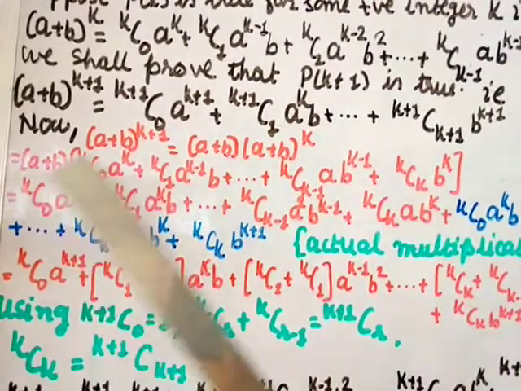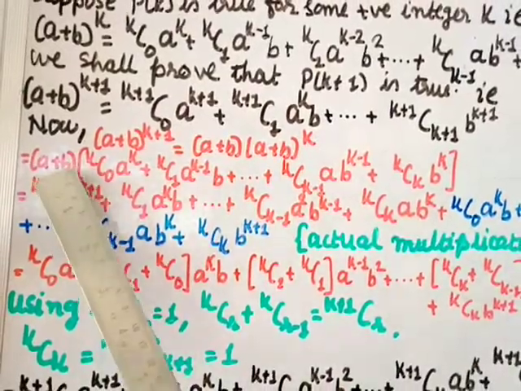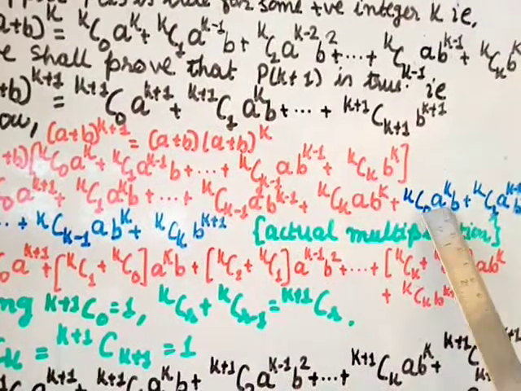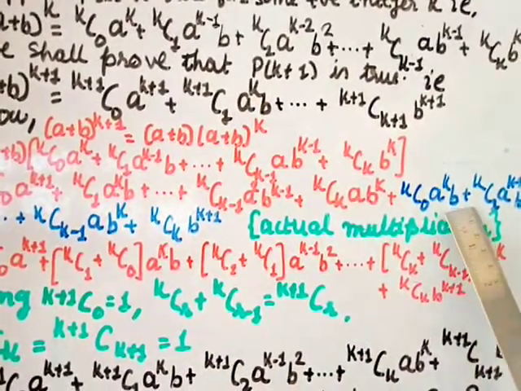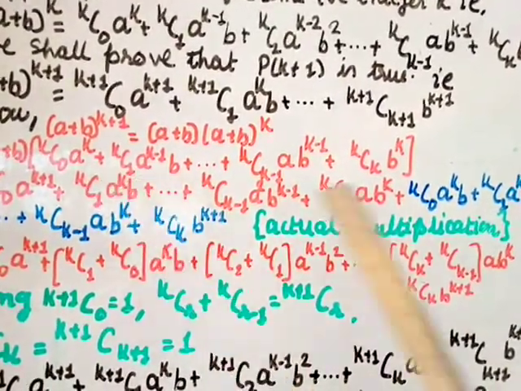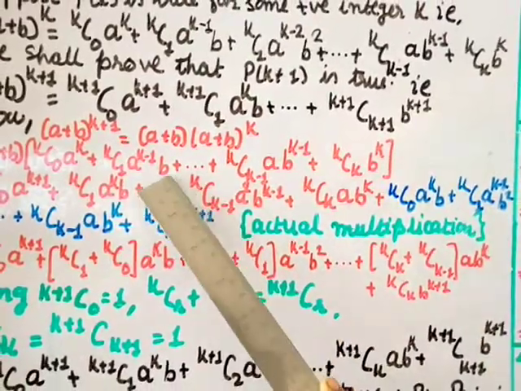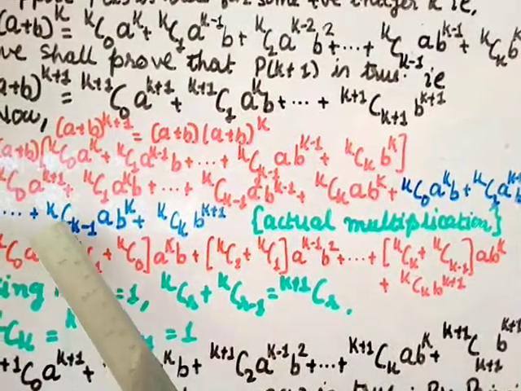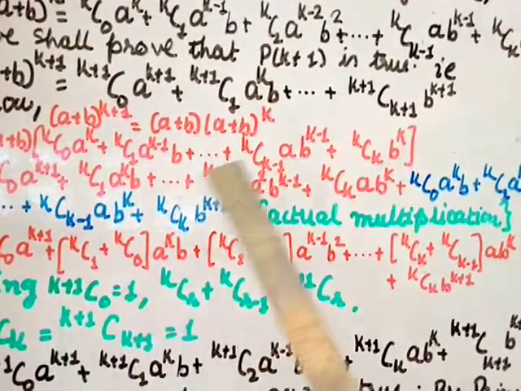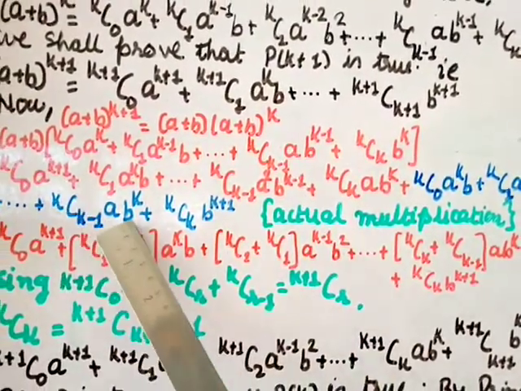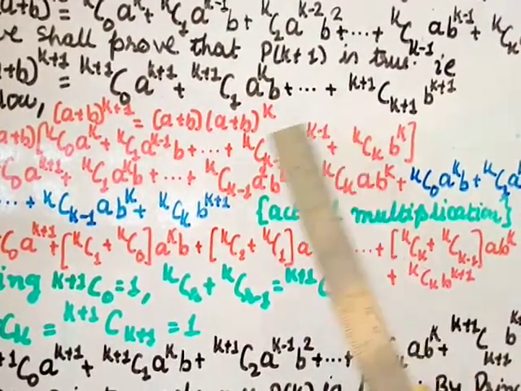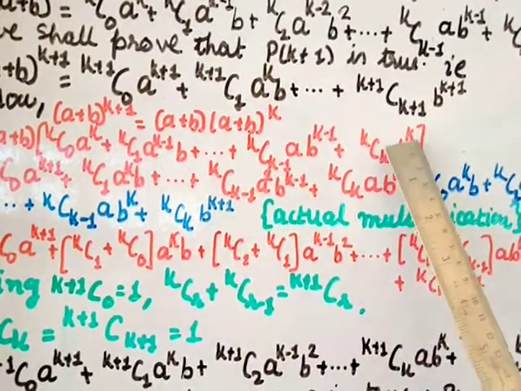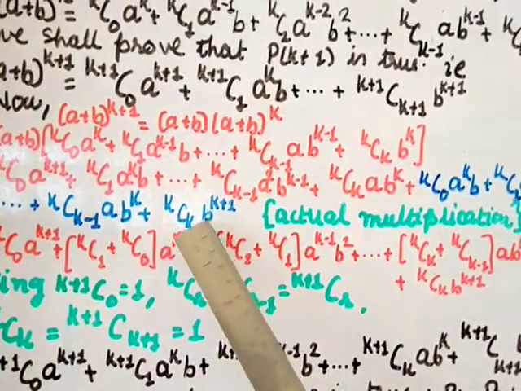Here no a, so just multiply by a. Plus, now I am multiplying by b each term. So kC0 a^k as it is into b, plus kC1 a^(k-1) as it is, and here b is there, into one more b, so b^2, plus ... plus this term kC(k-1) a b^(k-1) into b, which gives you b^k, because k minus 1 plus 1 is b^k, plus kCk b^k, into multiplying with one b, so b^(k+1).